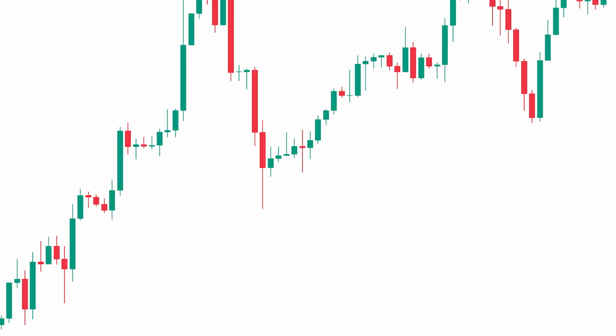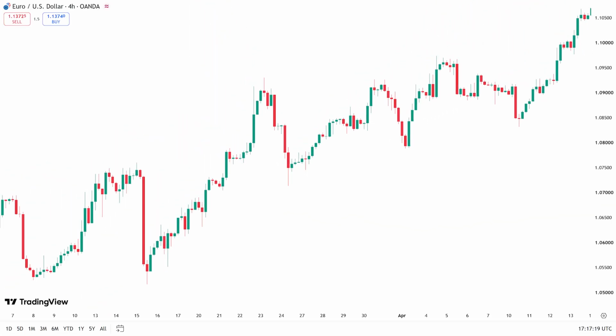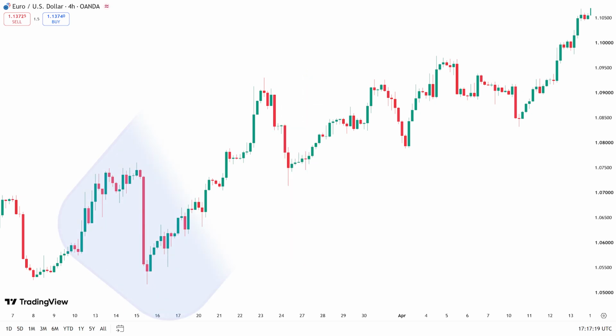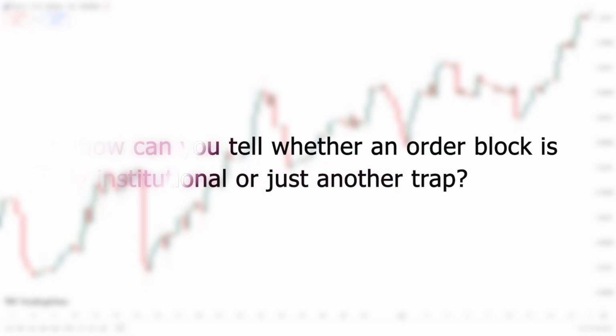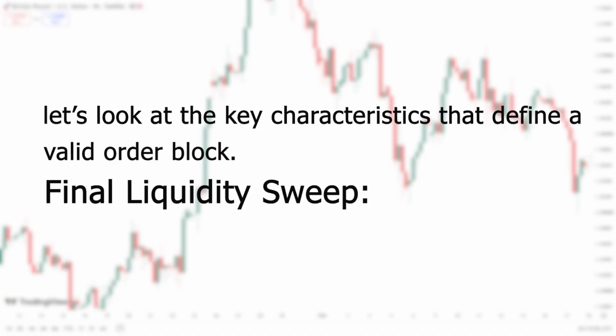Because institutional capital leaves behind recognizable clues, a true order block is never identified by the candle alone. Instead, it is confirmed by the surrounding price action and the market structure that develops around it. So, how can you tell whether an order block is truly institutional or just another trap? Let's look at the key characteristics that define a valid order block.